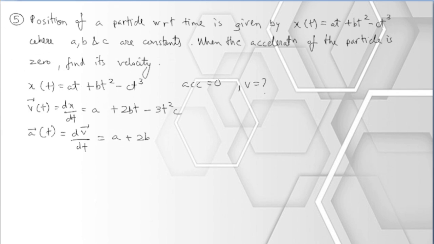This is a, this is dA by dt. A is a constant, so it becomes 0. 2b dt by dt minus 3c dt squared by dt, right? That gives us 0 plus 2b minus 3c into 2t, that is 2b minus 6ct.